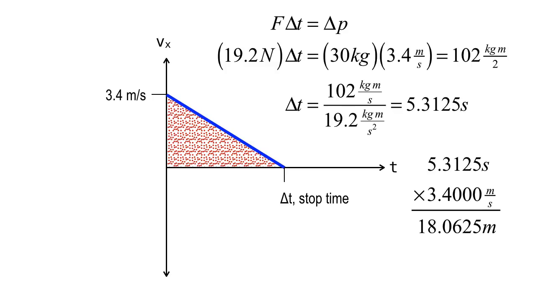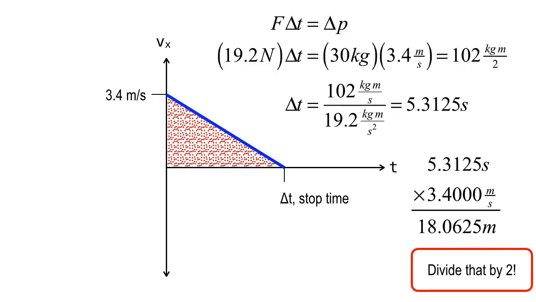We want to type it in to the nearest tenth of a meter, but this is not the distance. This is twice the distance, because remember, it's 1/2 base times height for a velocity triangle. So here we go. Just divide that baby by 2. So 18.06 divided by 2 is 9.03. So 9.03 meters to the nearest tenth of a meter is 9.0.